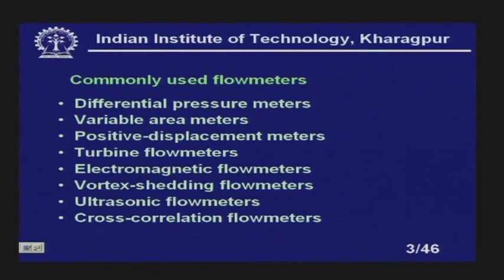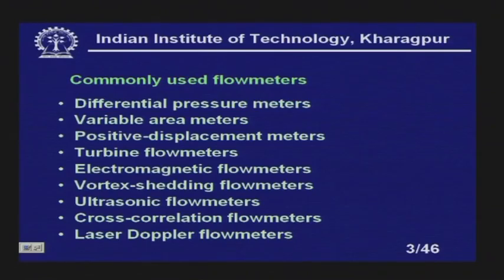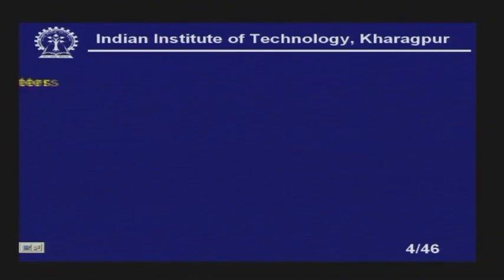But if you look at the differential pressure meters, even though they are used extensively in the process, you will find there is a permanent pressure loss in the pipe. We have cross correlation flow meters also. These are all glimpses of the flow meters commonly used anywhere, like municipal water supply, chemical plants or steel plants. We have also laser Doppler flow meters.